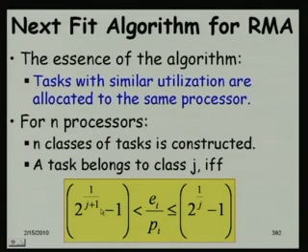And if we have n processors, we need n classes. So the first class will have 1 by 1, that is 2 minus 1, which is 1, down to 1 by 2, 2 to the power 1 by 2 minus 1. 2 to the power 1 by 2 is 1.414, minus 1 is 0.414. So between 1 and 0.41, that will be the first class that will be constructed. The first processor will be reserved for those tasks which have utilization between 0.414 and 1.